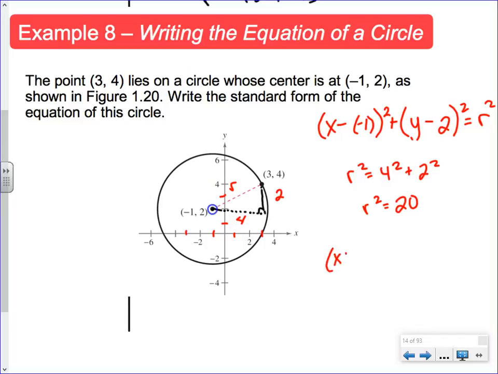We end up with x plus 1, quantity squared, minus y minus 2, quantity squared equals 20.